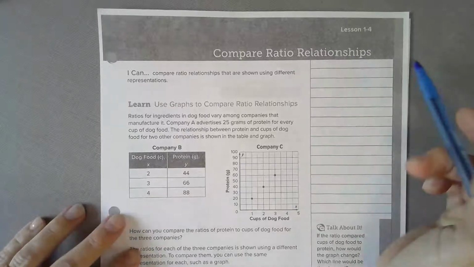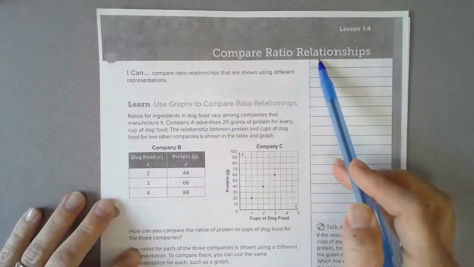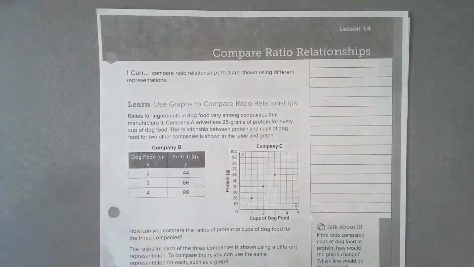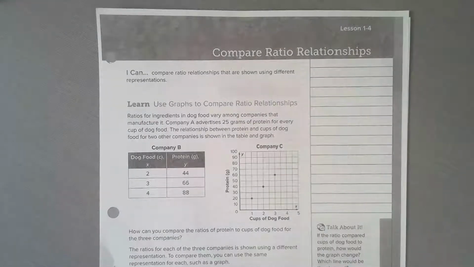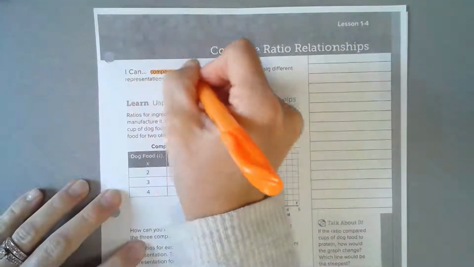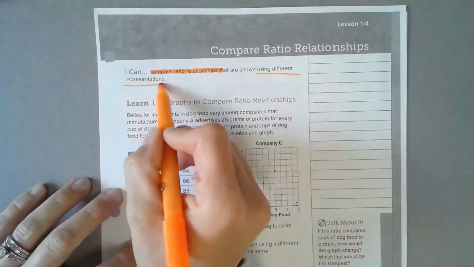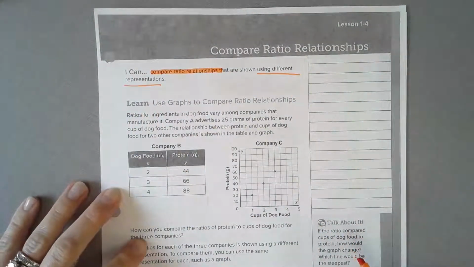In this video, we're going to be working on lesson 1.4, comparing ratio relationships. Let's go over our I can statement and highlight important information. By the end of this lesson, I can compare ratio relationships that are being shown using different representations.